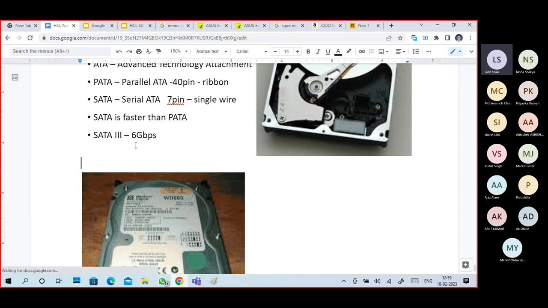This is PATA. In some textbooks and some places, they put IDE and PATA together because everything is IDE technology only. IDE to SATA technologies, okay? ATA technology. IDE, SATA, that is what they are telling.